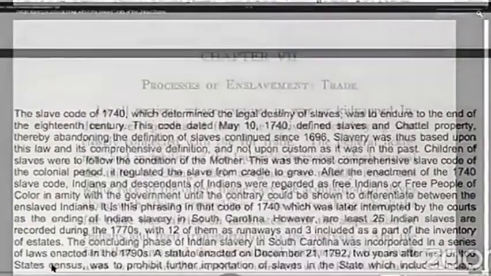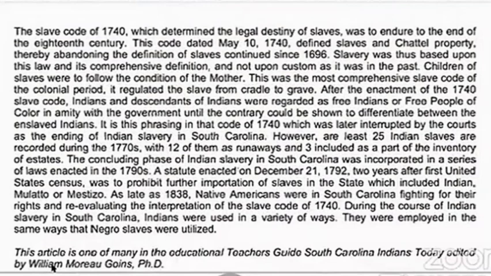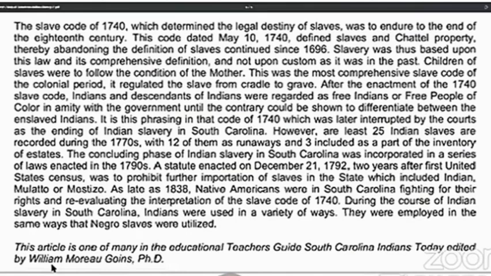The Slave Code of 1740, which determined the legal destiny of slaves, was to endure to the end of the 18th century. This code, dated May 10, 1740, defined slaves as chattel property, thereby abandoning the definition of slaves continued since 1696. Slavery was thus based upon this law and its comprehensive definition, and not upon customs as it was in the past. So they're talking about, I guess, servitude, indentured servitude. Children of the slaves were to follow the condition of the mother. This was the most comprehensive slave code of the colonial period. It regulated the slave from cradle to grave.